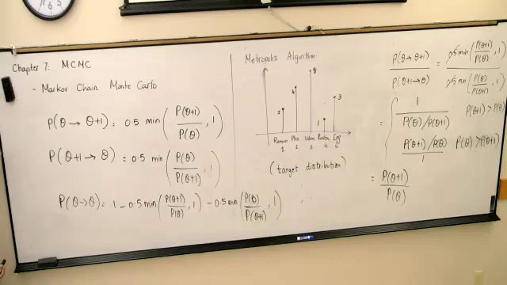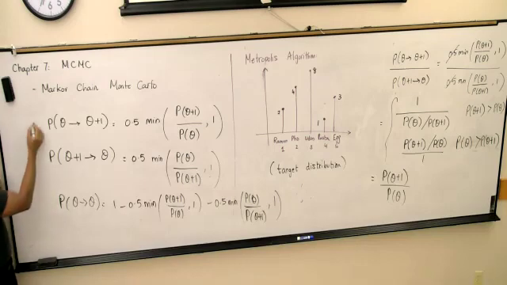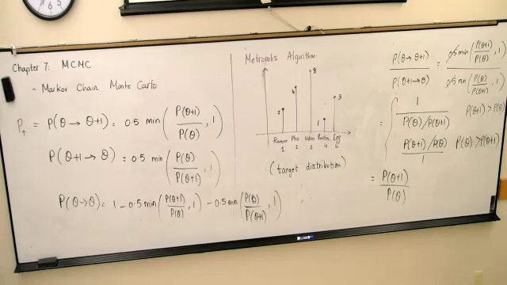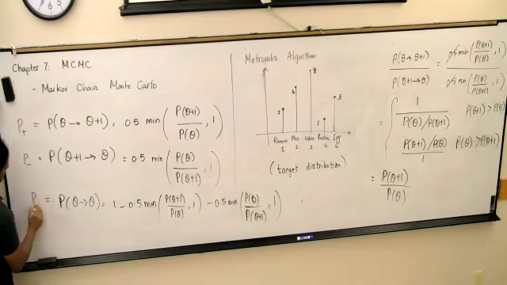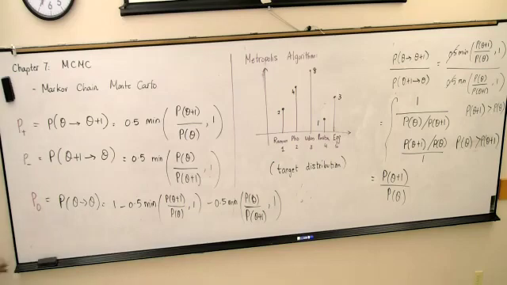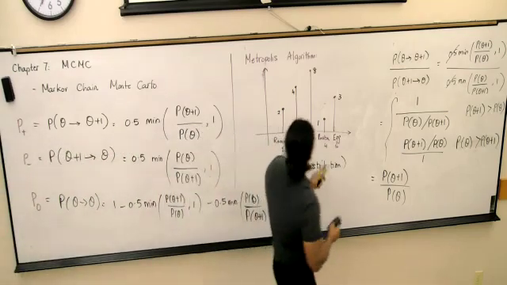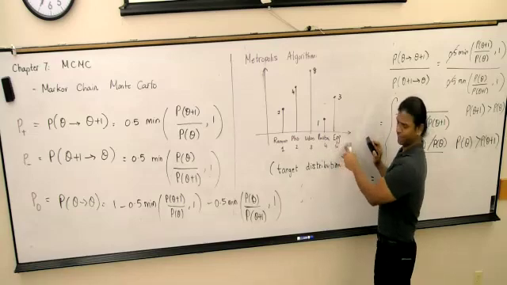Okay. But I am going to introduce something because I don't want to take the approach the author did. Going from the current state to a state higher than the current one, I'm going to call P plus. Going from the current state higher to lower, I'm going to call P minus. Staying, I'll just call P zero.